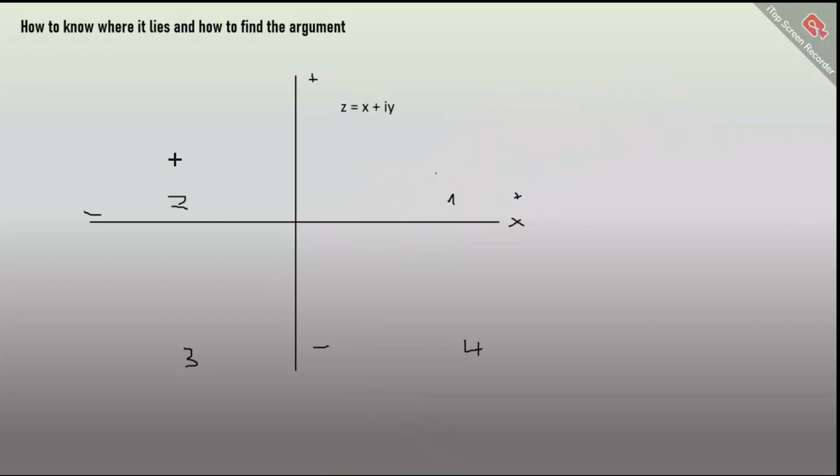What about in the second quadrant? How is the complex number going to be? x will be negative, y will be positive. It will be something like this.